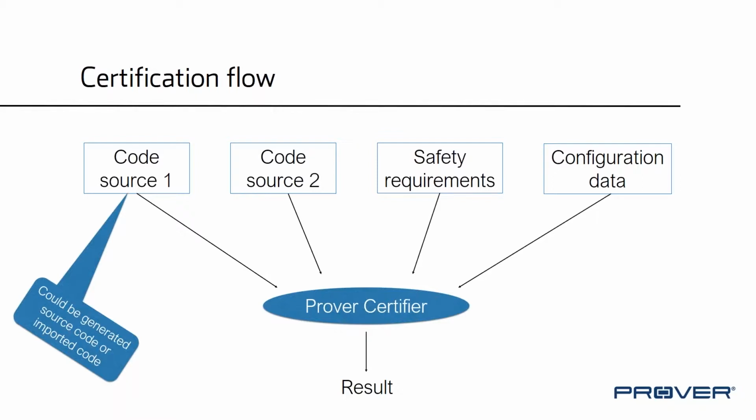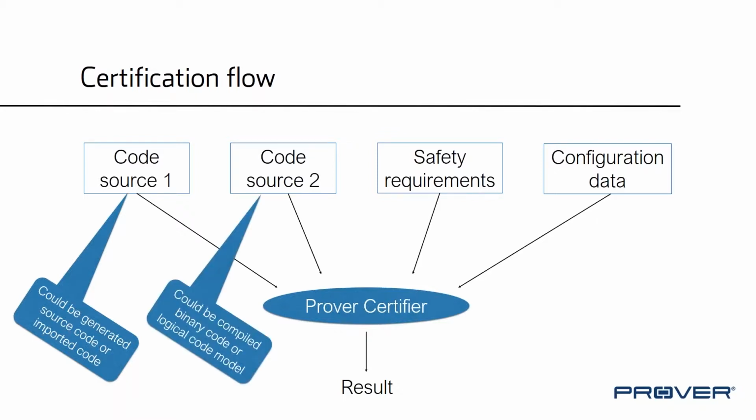We have been working with cases where we have a code that has been created manually or by other means, and customers only want us to formally verify that this is safe, and then you don't have to use generated code, you can import code. The other source for the code could be perhaps compiled binary code that's supposed to be run by the interlocking platform, or just a logical code model, as it will be today. You might remember I dumped the code model to have as input to the certification flow.